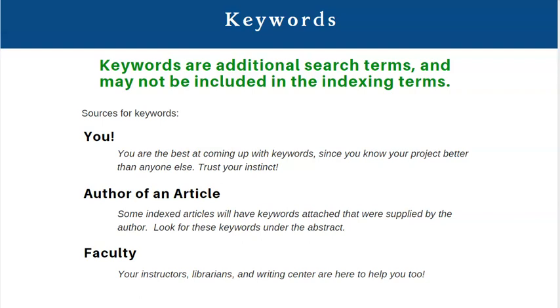And then, like we talked about, the author of an article. The author knows what they wrote in that article, so they're going to put, these are the keywords. And the reason they do that is because their keywords might not be the same as the indexing terms. So they're supplying those there to help you find those articles. So you can use those to see if maybe you want to use some of those as your keywords when you're searching. And then lastly, if you still need more help finding keywords, talk to your instructors or your librarians or the Writing Center. We're all here to help you if you get stuck.